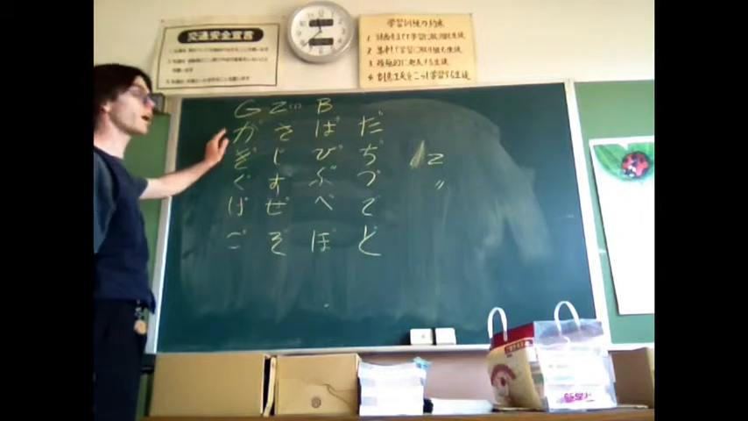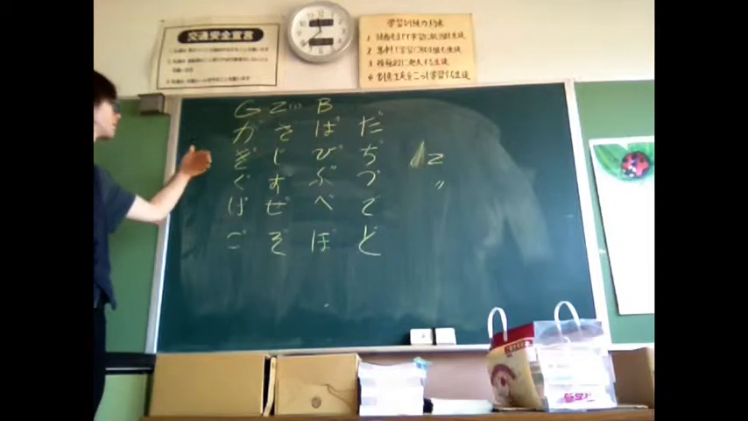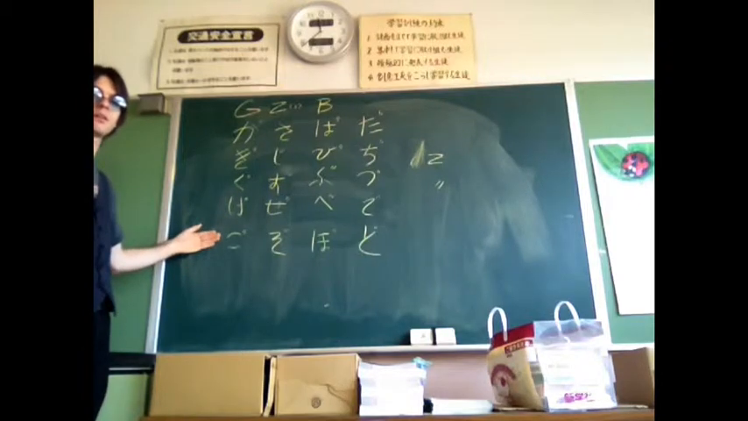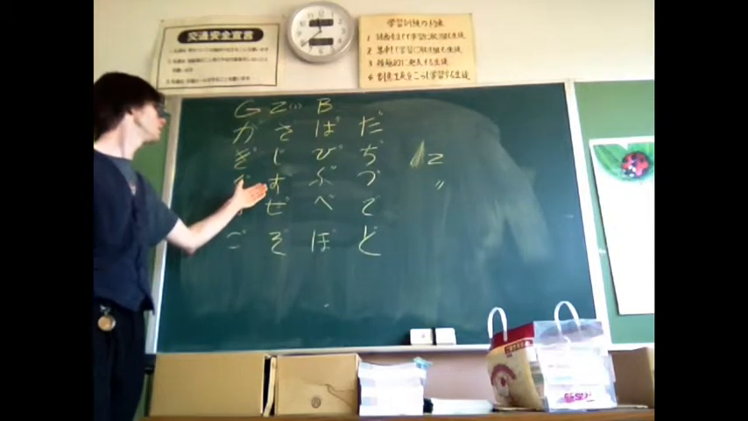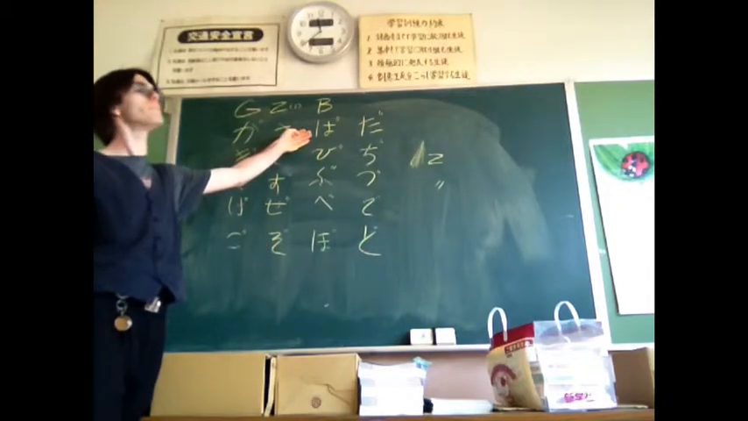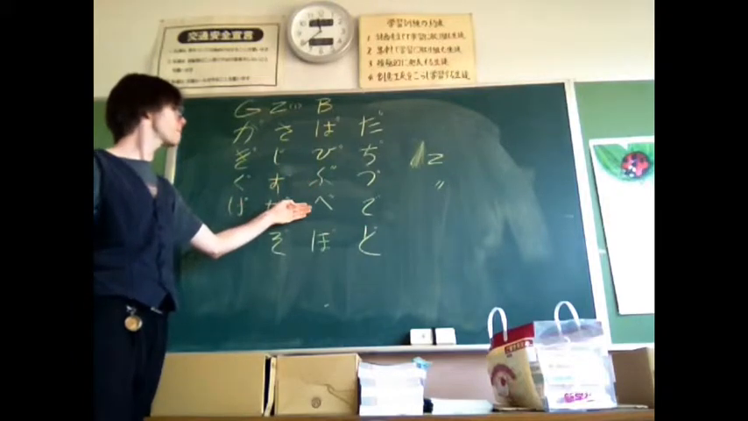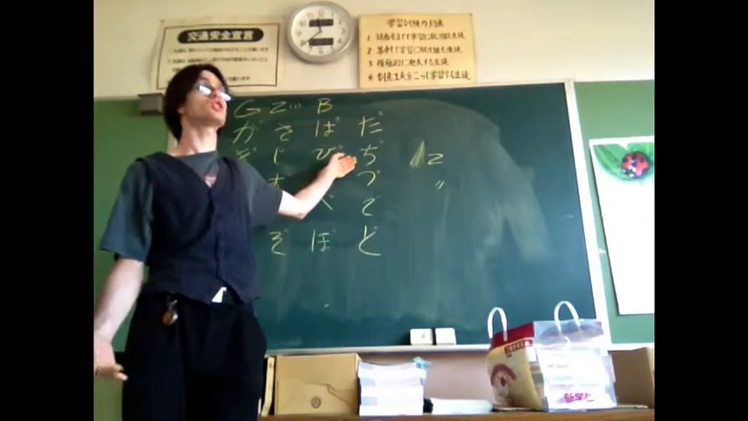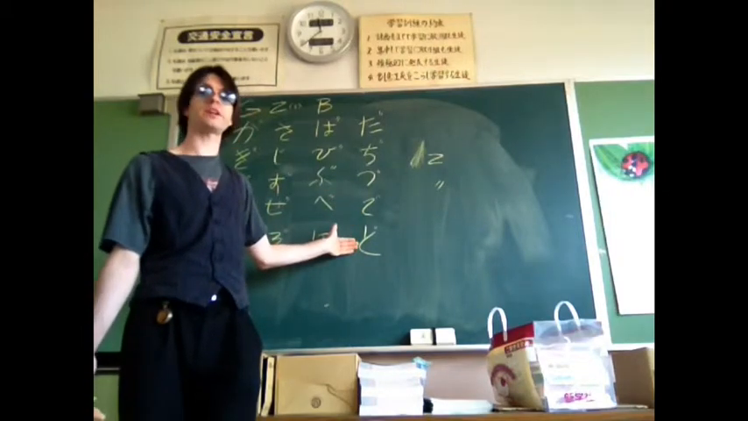So, I will point at them and then you read them, and I'll read them a second after, right? Ga, gi, gu, ge, go, za, ji, zu, ze, zo, ba, bi, bu, be, bo, da, ji, zu, de, do.